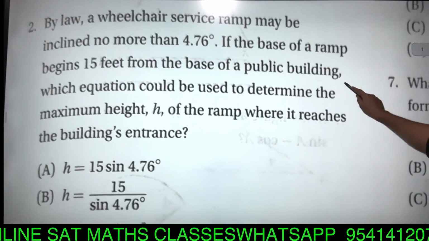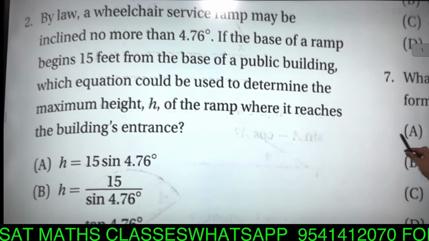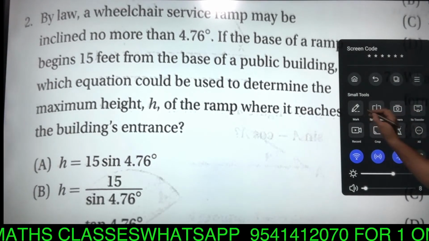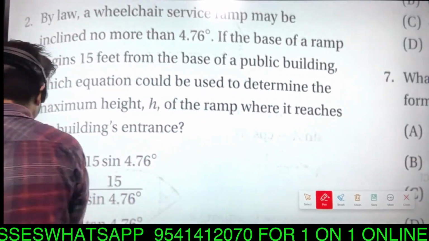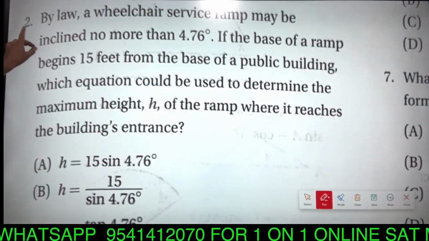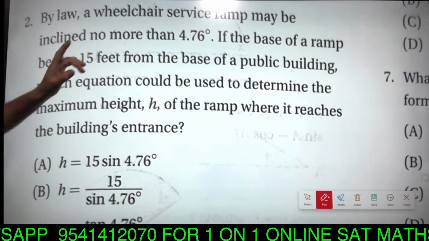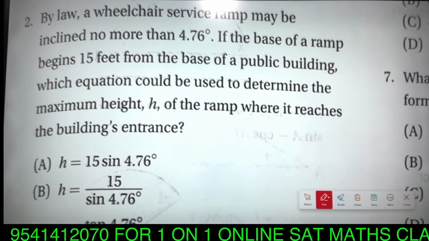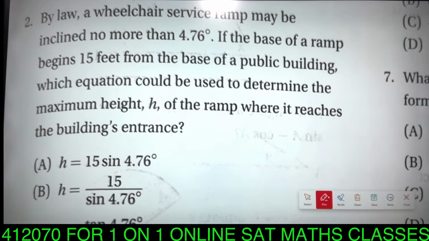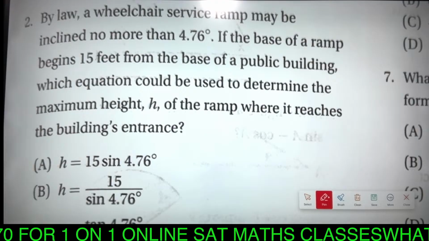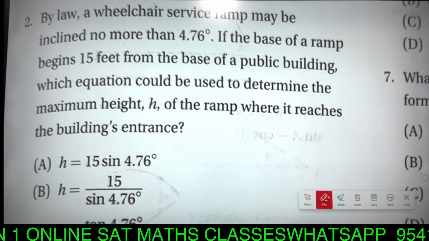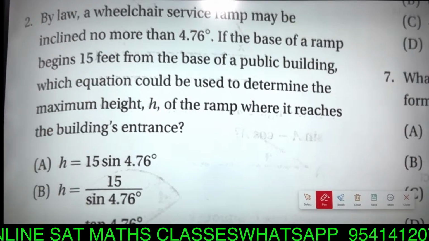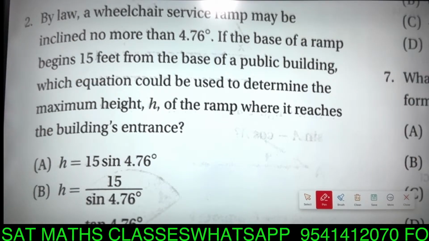So the answer will be option C for the first question. Now look at the second question. A statement is given, so first we will read the statement and then try to solve the question. It says, by law a wheelchair service ramp may be inclined no more than 4.76 degrees. If the base of the ramp begins 15 feet from the base of a public building, which equation could be used to determine the maximum height of the ramp where it reaches the building's entrance?